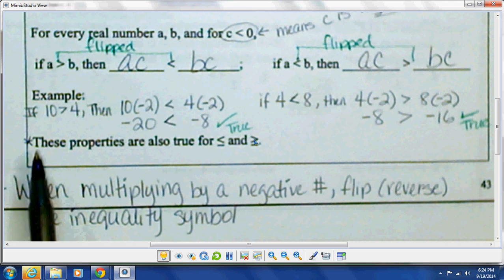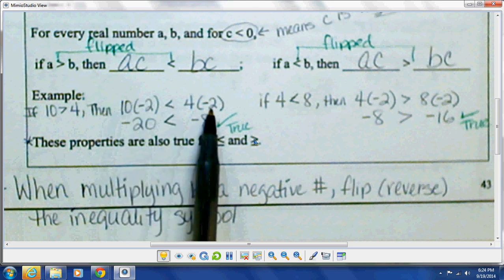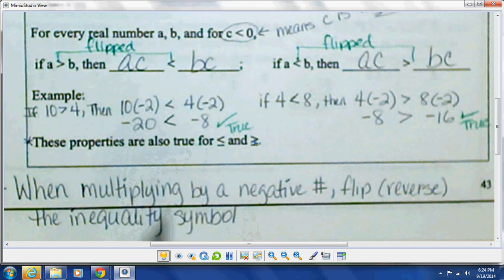So notice, C was what was being multiplied each time, and in this case, C was a negative number. So since we multiplied by a negative number, that ended up making our inequality flip or reverse to the opposite direction. So please keep that in mind. That is the only difference between solving equations and solving inequalities: if you multiply by a negative, you need to flip your symbol.